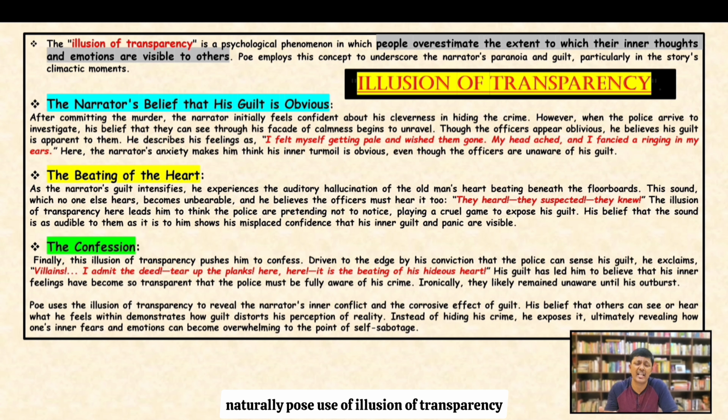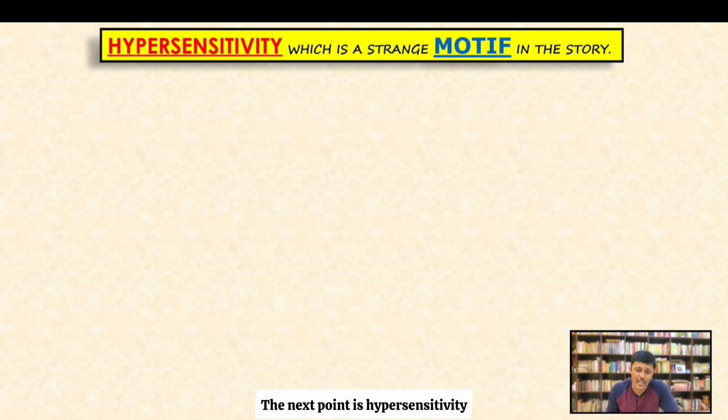Naturally, Poe's use of the illusion of transparency reveals the narrator's inner conflict and the corrosive effect of guilt. His belief that others can see or hear what he feels within demonstrates how guilt distorts his perception of reality. This is the illusion of transparency. One's guilt, that means the narrator's guilt, is coming out even if he does not do anything. The next point is hypersensitivity, which is a strange motif in the story.